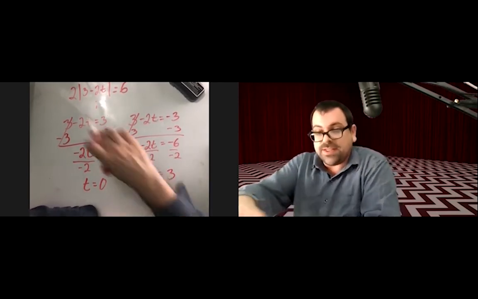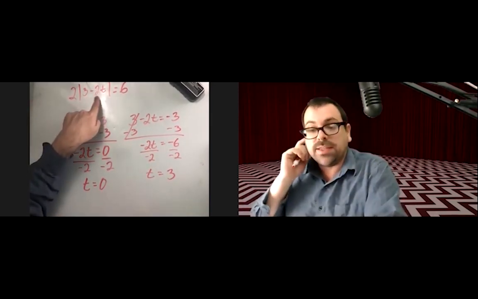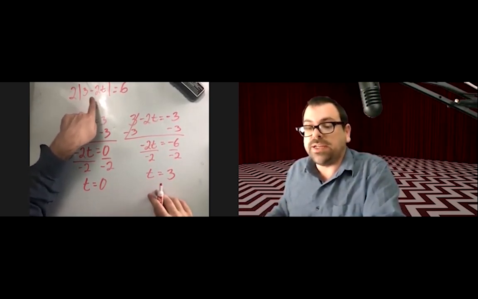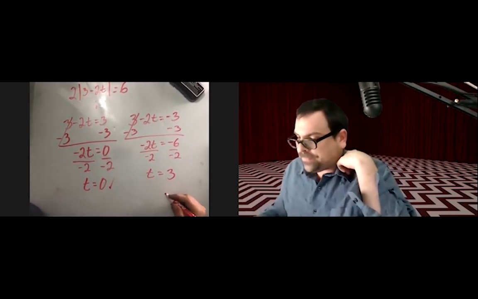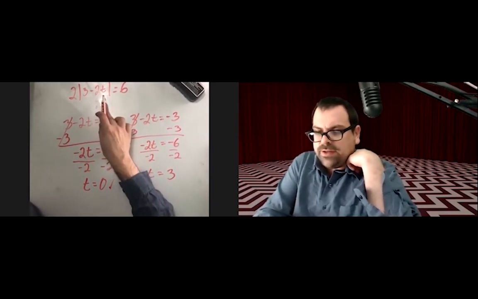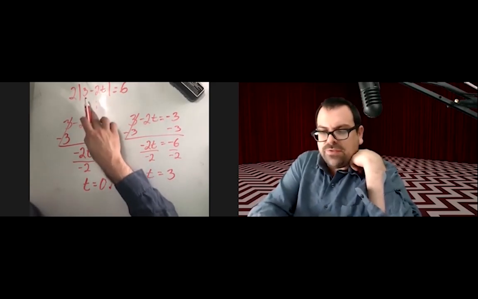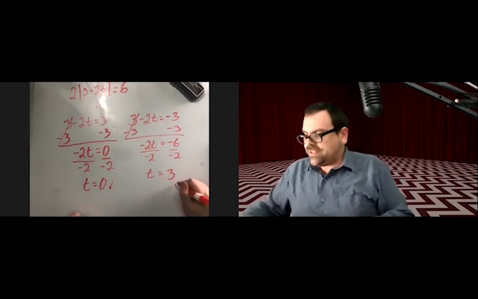If we check both of these in the original, they will work. If t is 0, then this is 3 minus 2 times 0, 3 minus 0, that's all just 3. Absolute value of 3 is 3, and 2 times 3 is 6. So that one checks. If we plug 3 in, 3 minus 2 times 3, 3 minus 6, 3 minus 6 is -3. The absolute value of -3 is +3. 2 times +3 is positive 6.